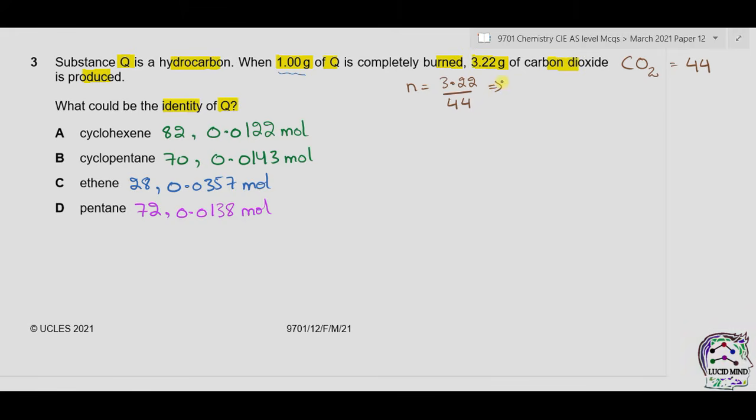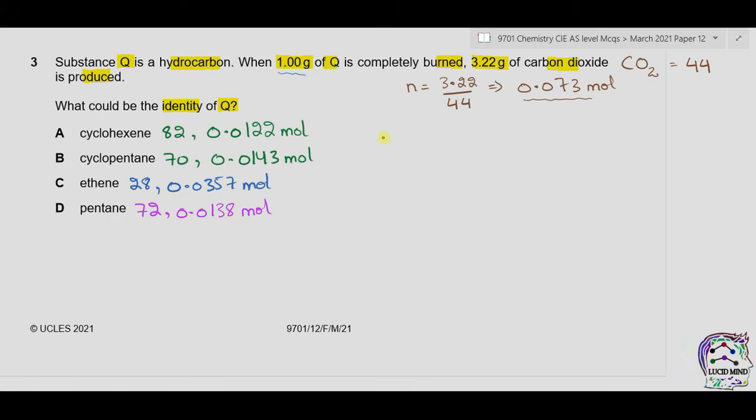Number of moles is equal to 0.073 moles. Now we can write the balanced equation for each of these given compounds, and the number of moles, whichever gives this number of moles of oxygen upon complete combustion, will be the correct answer.